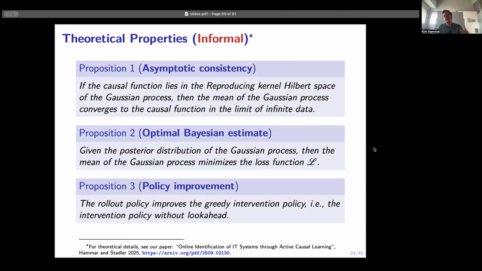And finally, we also show that the rollout intervention policy will improve upon the greedy policy without look ahead under general assumptions. So in other words, there is a benefit for doing this look ahead optimization. It will lead to a better intervention with a lower cost and lower estimation loss as well.